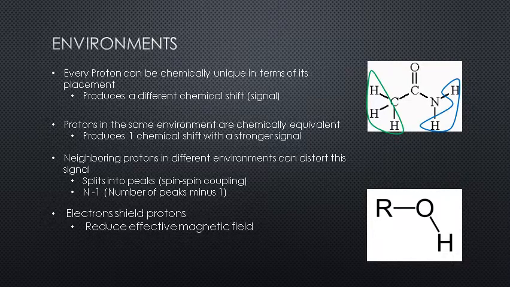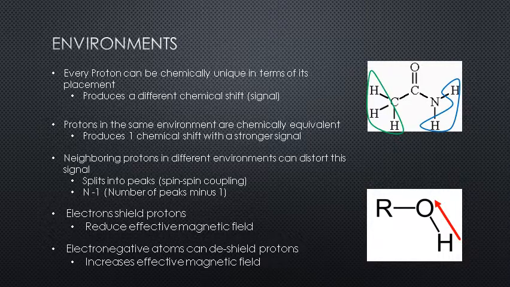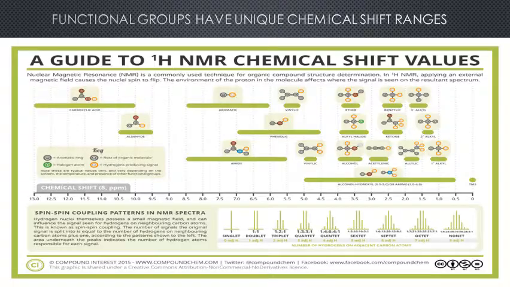Now, electrons actually shield the protons. This helps reduce your effective magnetic field, but if you have a very electronegative atom, such as an oxygen, it can de-shield those protons by drawing that electron density away. As that density is moved, the shielding goes down, and because that went down, that's going to increase your effective magnetic field. And so you're going to get a stronger signal.